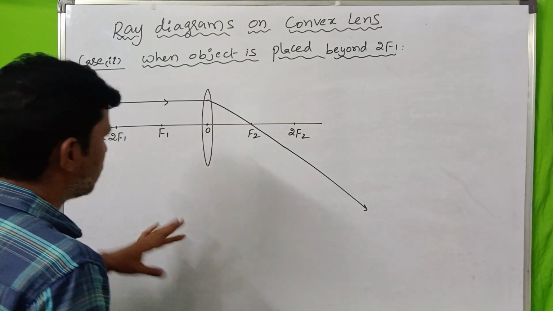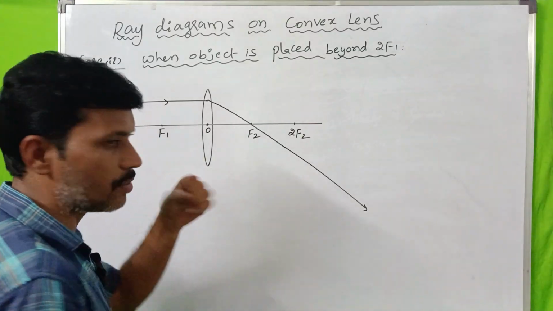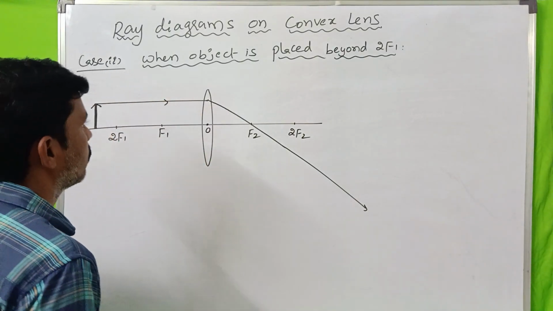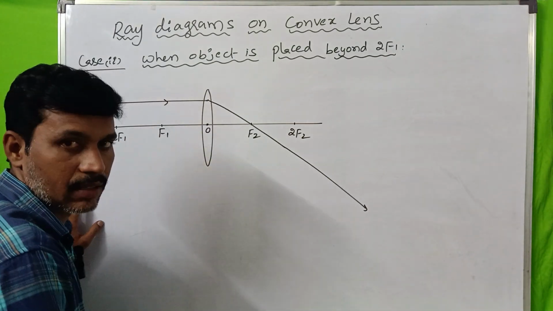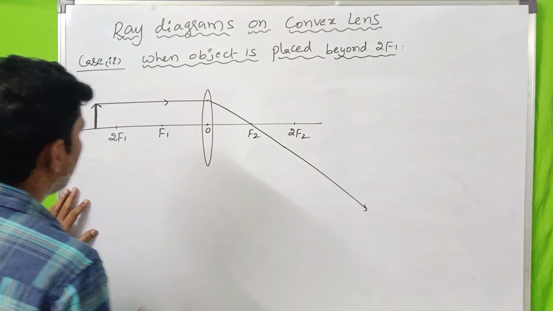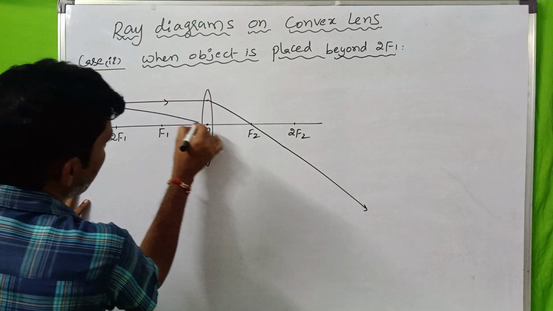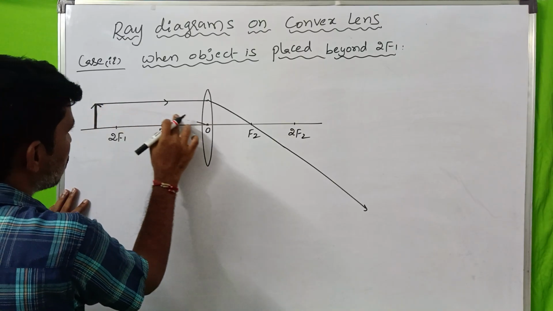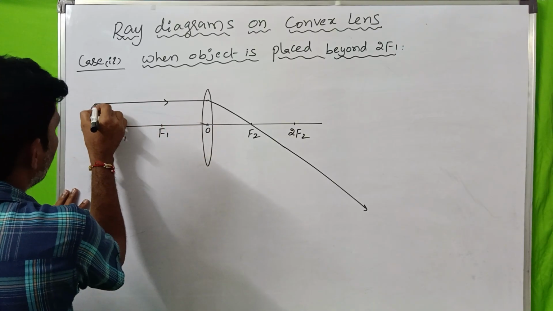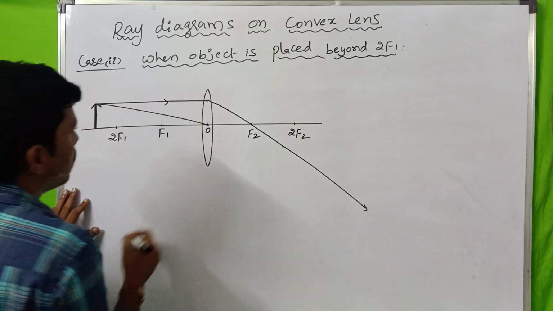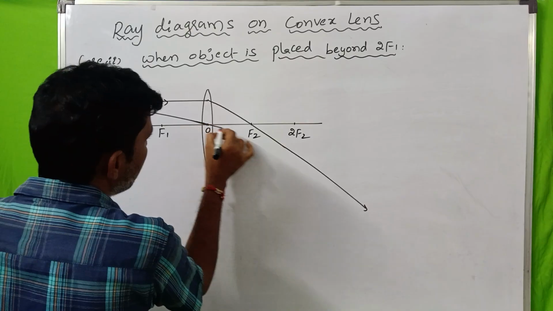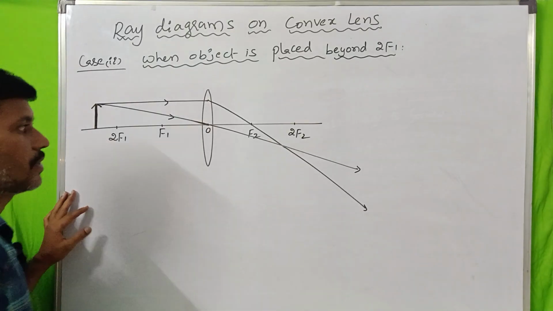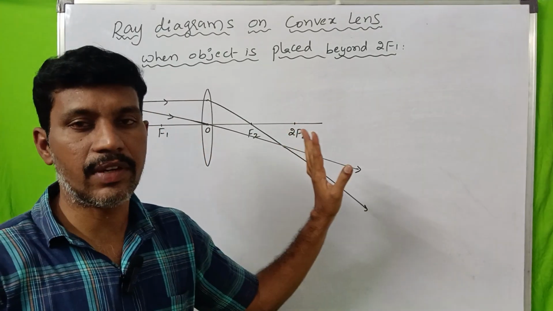For all ray diagrams, you have to use the same two rules. First, a parallel ray after refraction passes through the focus point. The second ray passes through the optic center. Then it is undeviated. You have to use the scale and draw it. So the second ray passing through the optic center, after refraction, is undeviated, like this. This is the incident ray, this is the refracted ray.